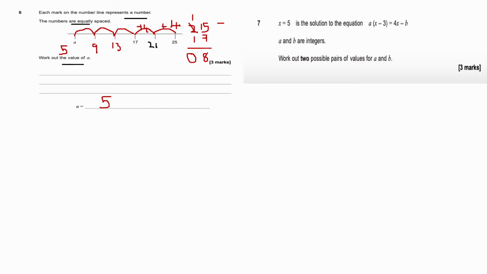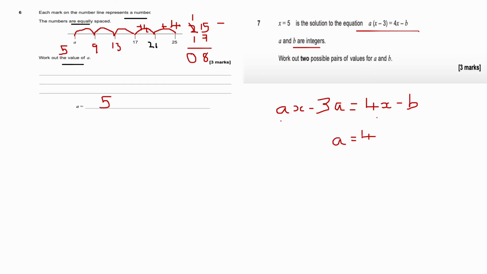Question 7, x equals 5 is the solution to the equation of this. a and b are integers. Work out 2 possible values of a and b. Well, if I expand this bracket, I get ax minus 3a, okay, that has to equal 4x minus b. Now, if I compare coefficients of x, that means a is equal to 4, okay?